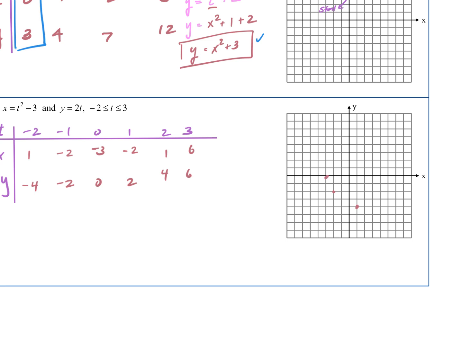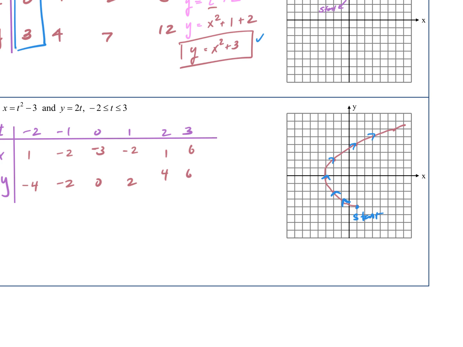Negative 2, 2. So I'm feeling I'm getting a sideways parabola here. 1, 4. And then 6, 6. 1, 2, 3, 4, 5, 6. So maybe about there, if that's perfect, but we're starting there and we're going in that direction. So again, this would be my start. So we could add in our arrows to say that we're going in that direction. Okay, so that is by using a table.